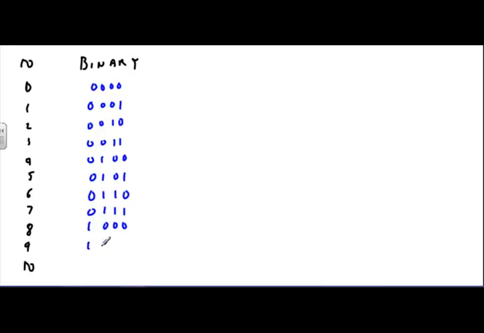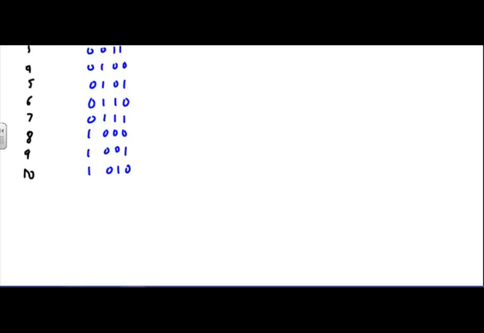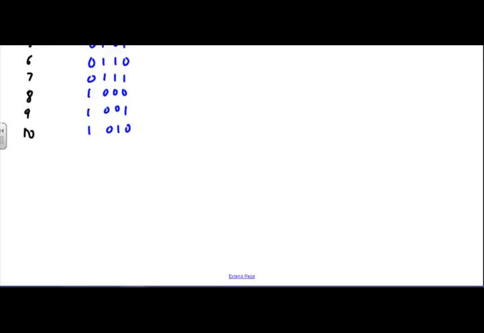A 9 is an 8 and a 1. A 10 is an 8 and a 2. And I can continue that. And the next one will be 16. The next time you go to 5 digits is at 16. So I'll do it again.